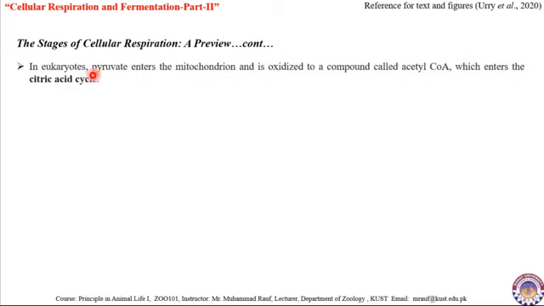Now in eukaryotes, pyruvate enters the mitochondria and is oxidized to a compound called acetyl coenzyme A, which enters the citric acid cycle. There the breakdown of glucose to carbon dioxide is completed. Remember that pyruvate is a 3-carbon molecule and the end product of glycolysis is 2 pyruvate molecules. So even after glycolysis, all the 6 carbon atoms which are present in glucose are still intact in 2 pyruvate molecules.